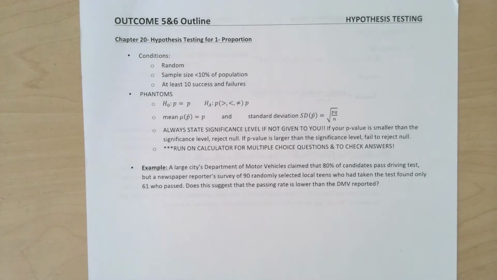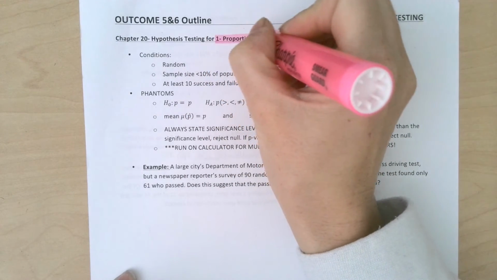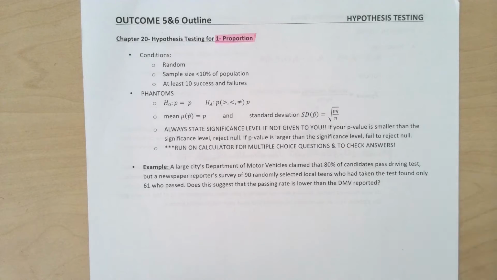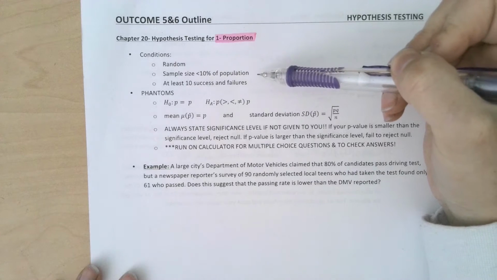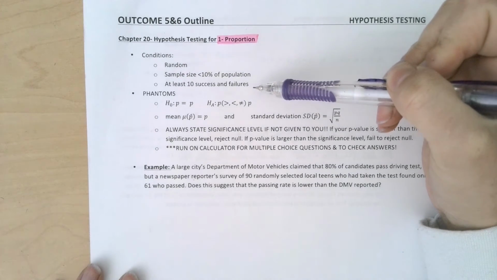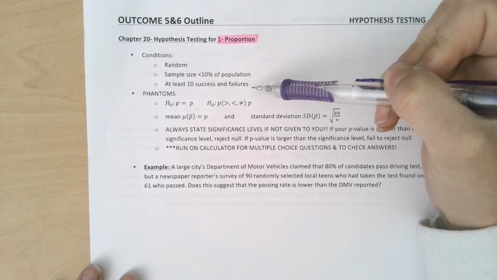All right, next up we'll look at hypothesis testing. The first type of hypothesis test that we looked at was for one proportion. If you're running a hypothesis test for one proportion, you have the same three conditions. So you need to make sure that you have a random sample, your sample size is less than 10% of the population, and you have at least 10 successes and failures.